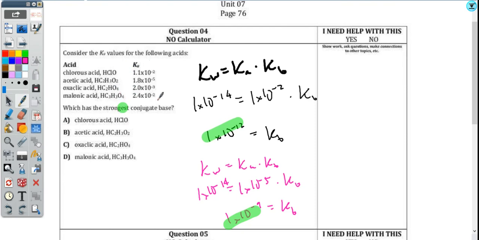right? So you're just going to scan your list, being very careful because you've got these things listed not in order, and you're working with negative exponents. So remember, 10 to the negative 5 is actually the smallest value here, and it's going to correspond to the largest Kb value.